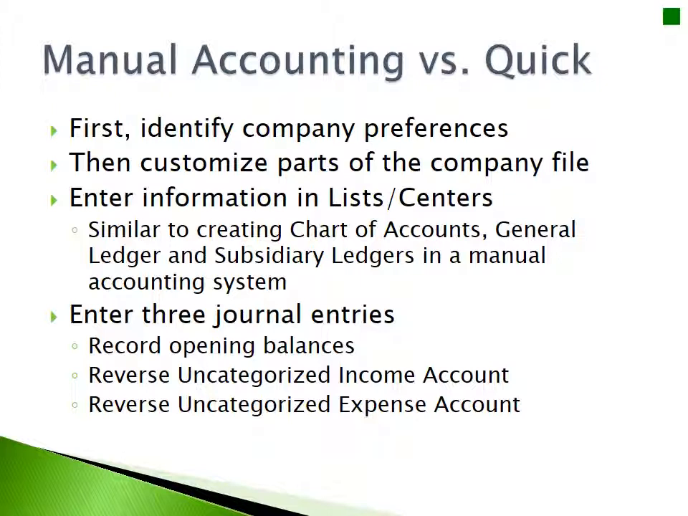Then you make 3 journal entries to complete the new company setup. The first journal entry records opening balances not included when you set up lists and centers. The other 2 reverse the uncategorized income and expense accounts.